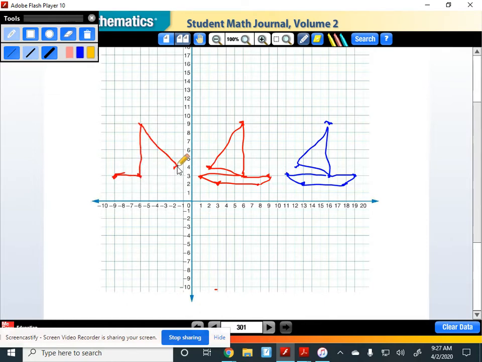And a reminder, if you ever think I'm going too fast, go ahead and pause the video and catch up or rewatch something. Okay, so now we're at 3, 2. We got to go to negative 3, 2. Okay, 8 comma 2, negative 8, 2. Connect all of those. Marvelous. Now we've got our new boat number 3.